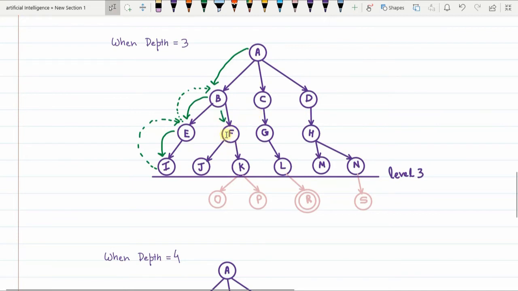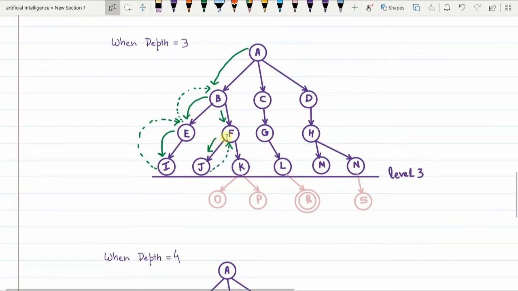We check whether F is a goal node. F is not a goal node. Then from F we can either go to J or K. Let's say we go to J. After reaching J we realize that J is not a goal node and J cannot be expanded further. So we backtrack from J to F.